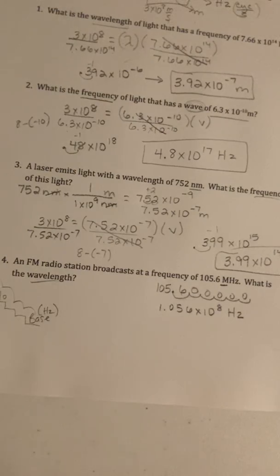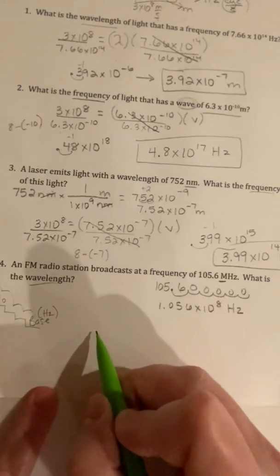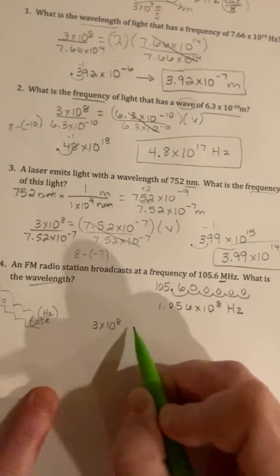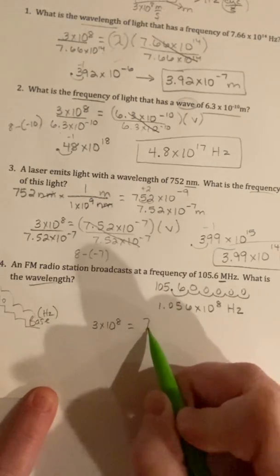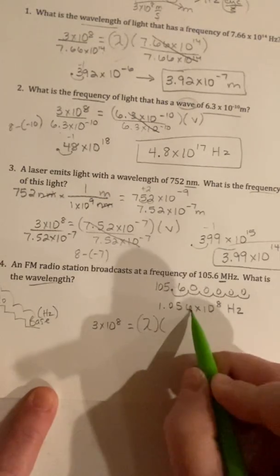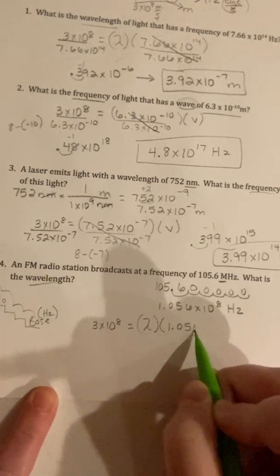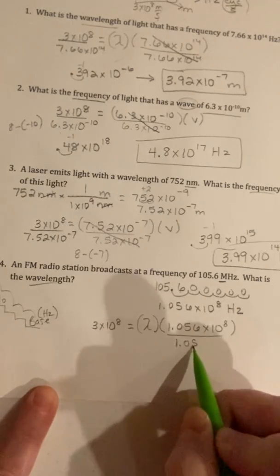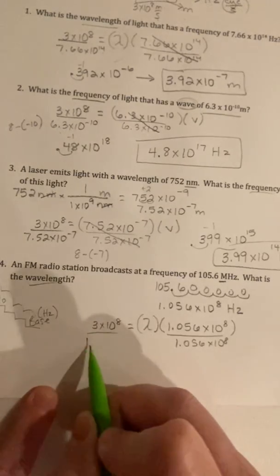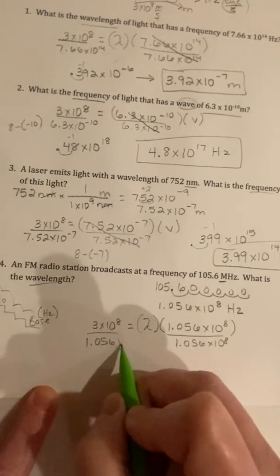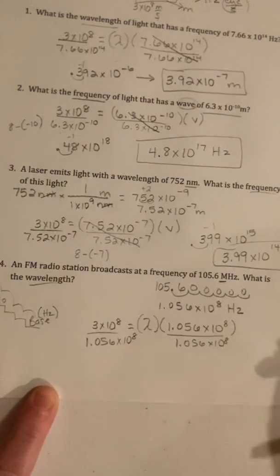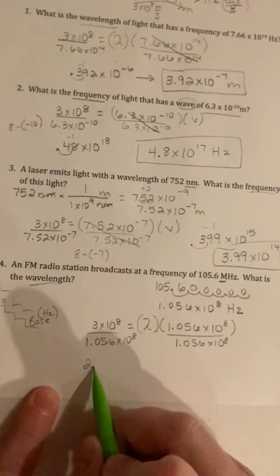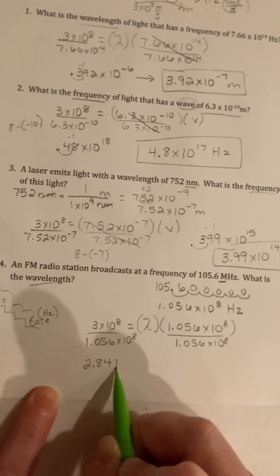So now that I have it in hertz, it will work in my formula. Now I can use the formula up there at the top. It's 3 times 10 to the 8th, speed of light, is equal to, I want to find the wavelength, that is my unknown on this one, times my frequency, which is 1.056 times 10 to the 8th. And then I'm just going to divide here. I'm going to do the same process that I did. I'm looking at needing 4 significant figures whenever I divide. So 3 divided by 1.056, I believe is 2.841 with the 4 significant figures.